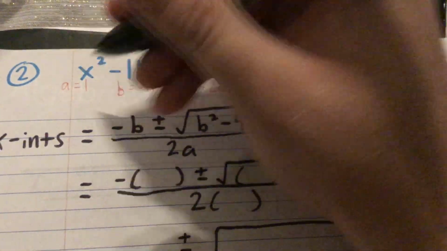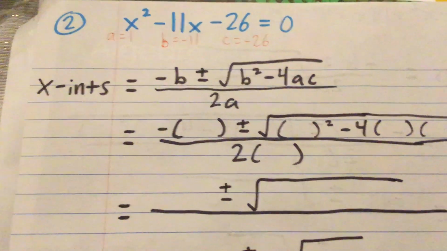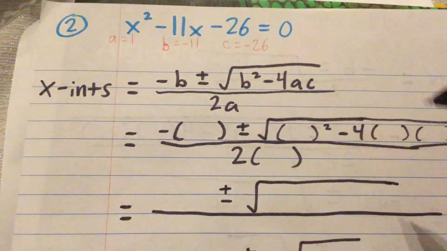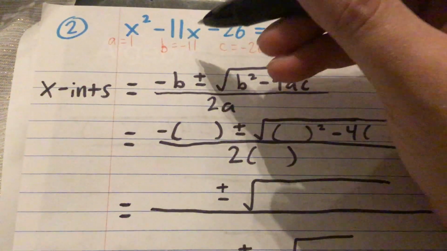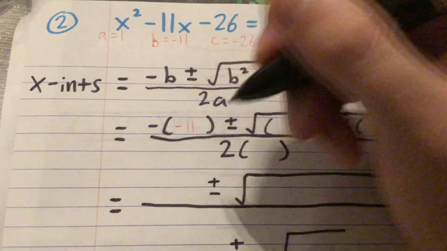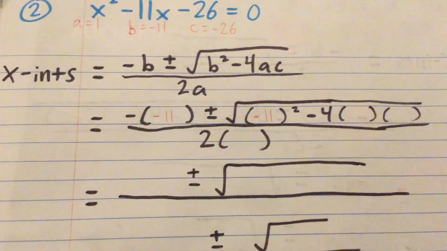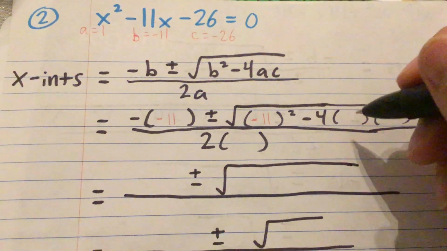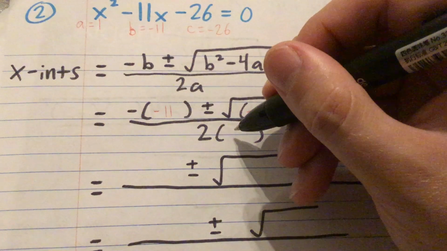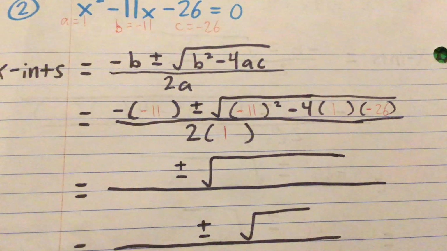Okay, so now that we've got our A, B, and C, the x-intercepts of this quadratic equation can be found by using the quadratic formula. Negative b plus or minus the square root of b squared minus 4ac, all that over 2a. So let's plug in b. Well, negative blank. I'm still plugging in negative 11, so I've got negative 11 plus or minus the square root of negative 11, quantity squared, minus 4 times a times c, which is negative 26. All that over 2 times a, which is 2 times 1.